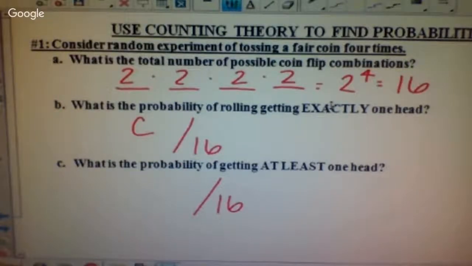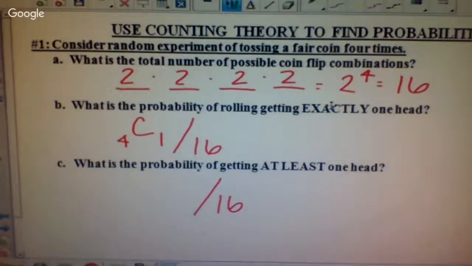How do I write exactly 1 head with a combination? 4C1. I'm tossing it 4 times, and I want one of them to be heads. So 4C1 over 16? Yes. So you would plug in 4C1 divided by 16 to get your answer. You're going to hit 4, then go to math, scroll over to probability, and it's choice 3. Then hit 1, hit enter, and divide that by 16.